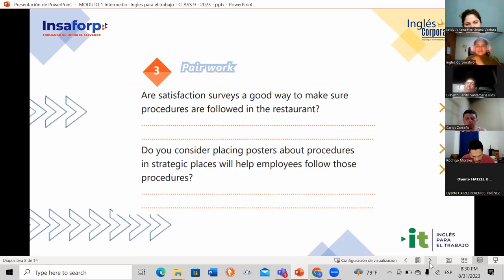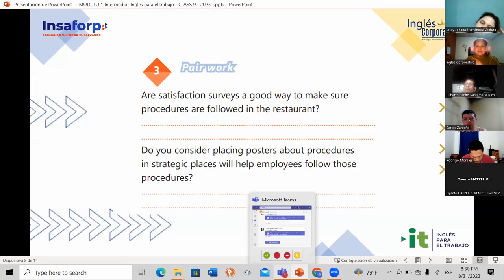Okay, are satisfaction surveys a good way to make sure procedures are followed in the restaurant? What do you think? Yes, of course. Do you like to take the survey? Yes, sometimes. I like to give my opinion about it, especially when they have bad service. I like to take it. Yes, we need to give the feedback.